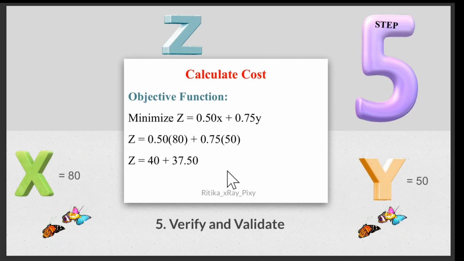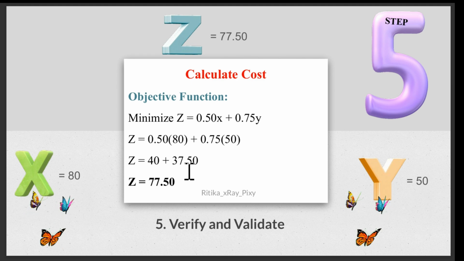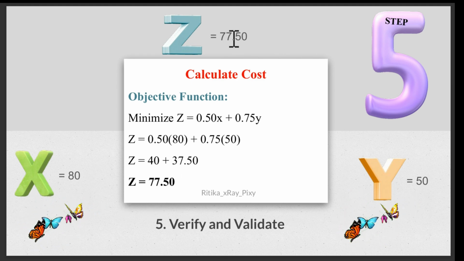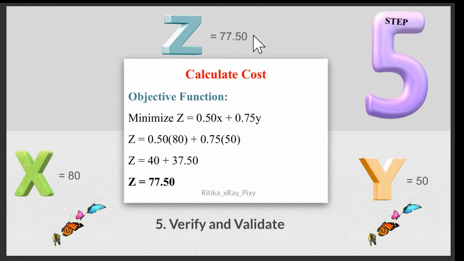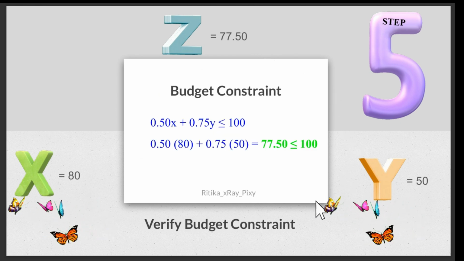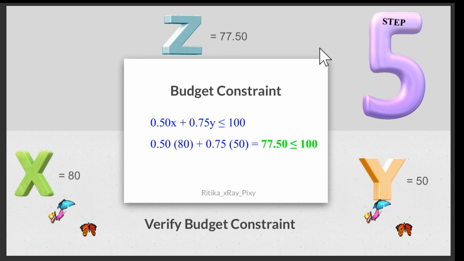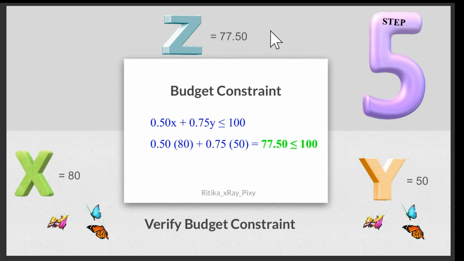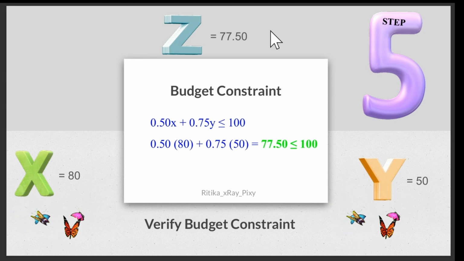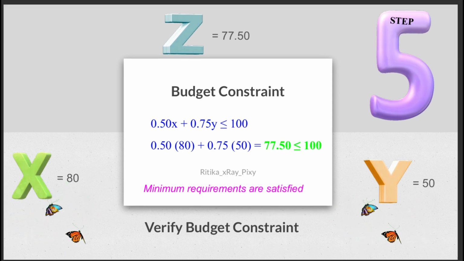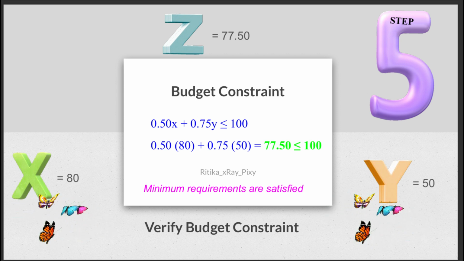Here we put the values and see the cost is calculated as 77.50. Now we will verify the budget constraint. Here you can see 77.50 is less than 100. Since the total cost of $77.50 is within the budget of $100, the minimum requirements are satisfied. Therefore, this optimal solution minimizes the total cost while satisfying all constraints by taking x as 80 and y as 50.